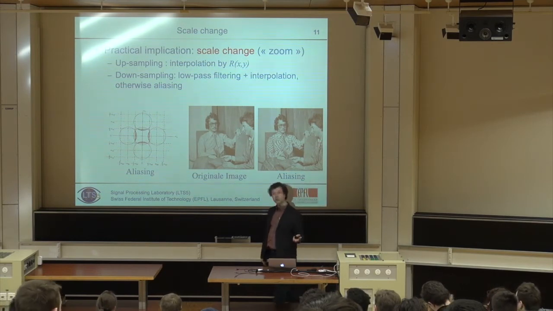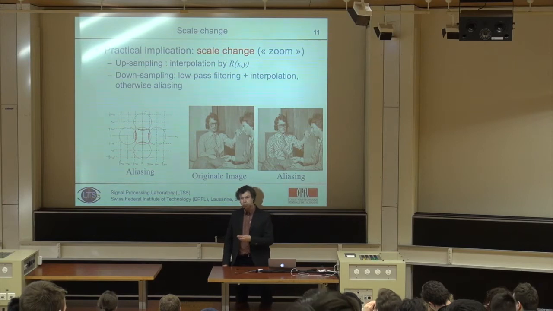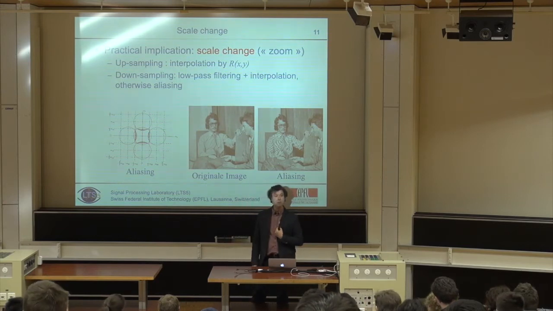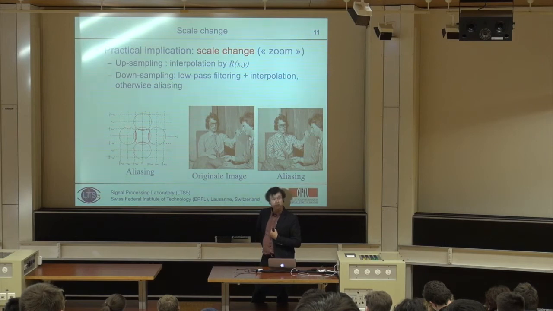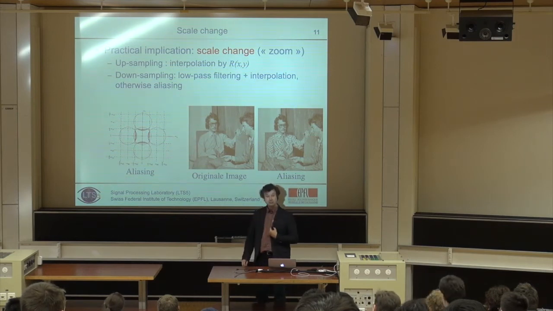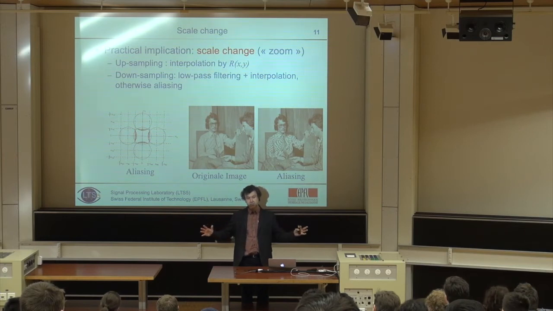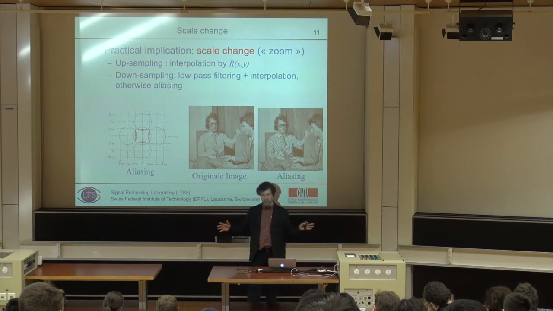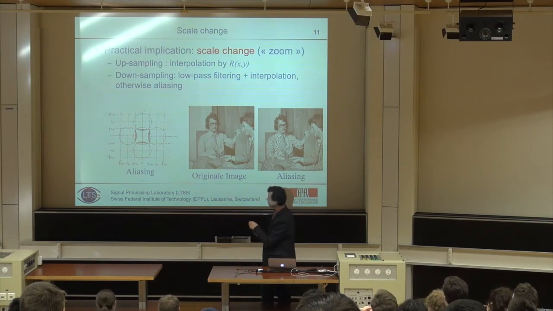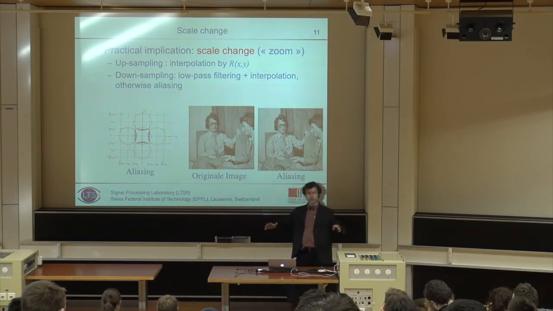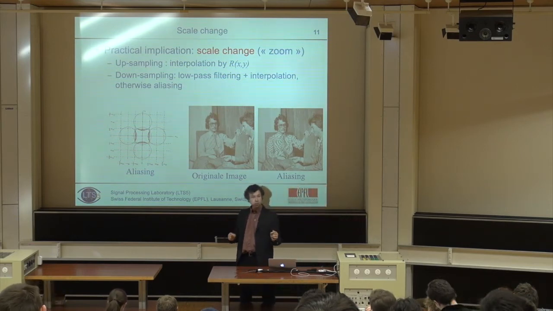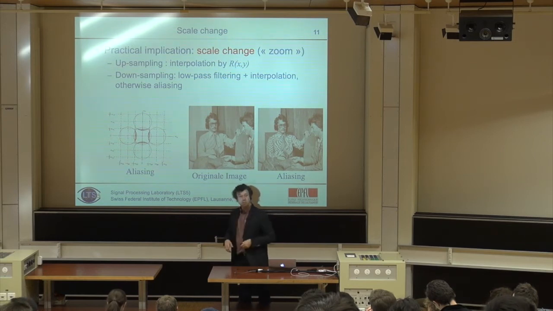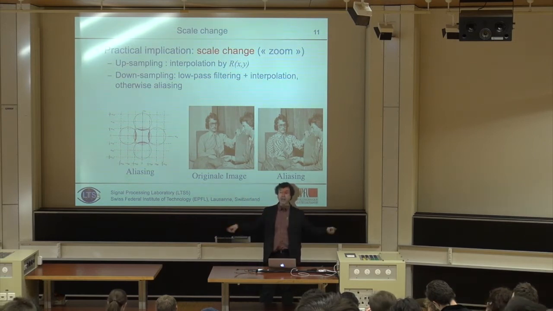Basically, you have to know that when you do that, there is potentially a problem related to the sampling, a problem of aliasing. If you increase the size of an image, there is no problem, because what happens is that you upsample, and the only thing you have to do to upsample is to fill the holes. You have to interpolate with something that looks as close as possible to the ideal interpolation kernel.